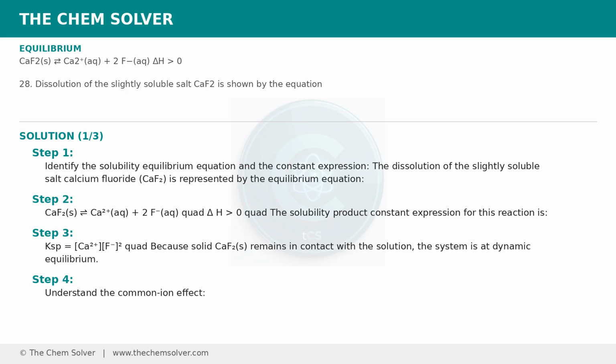Identify the solubility equilibrium equation and the constant expression. The dissolution of the slightly soluble salt calcium fluoride, CaF2, is represented by the equilibrium equation. CaF2 is in equilibrium with Ca²⁺ + 2F⁻, ΔH > 0. The solubility product constant expression for this reaction is Ksp = [Ca²⁺][F⁻]², because solid CaF2 remains in contact with the solution.